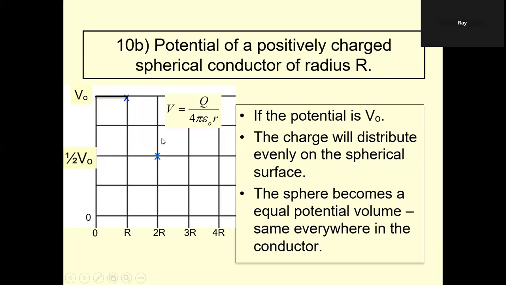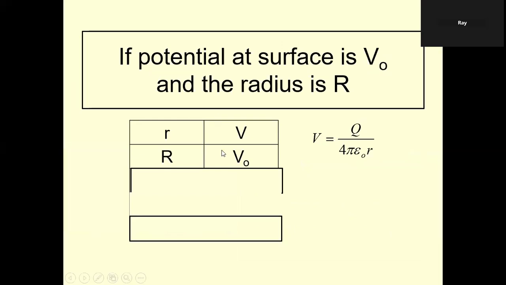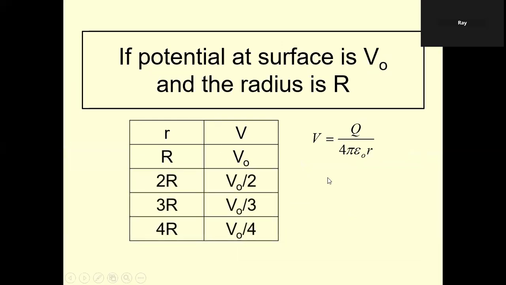And half of it, right? 2R is half of it, 3R is 1/3 of it, 4R is a quarter of it, divided by 4. Okay, make sure you know how to draw the curve. No need to do all this, but if you want, you can draw a table.